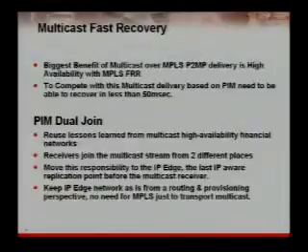But if you want to go all IP and all PIM, this can also be done, right? So if we do something that we call PIM Dual Join, it's basically just a lesson learned from multicast high availability financial networks out there today, where the receiver will pull down a multicast stream from 2 different sources, and the receiver will decide itself which one to use, basically, right?